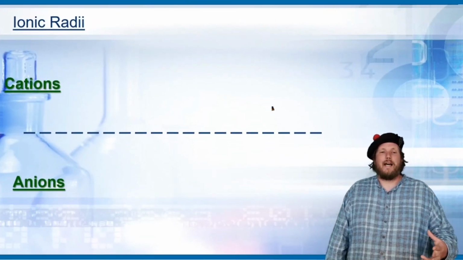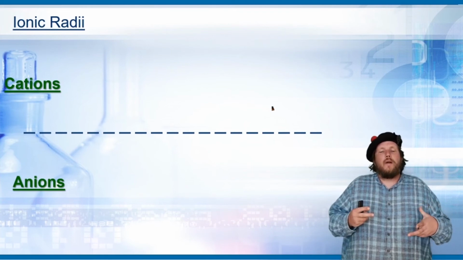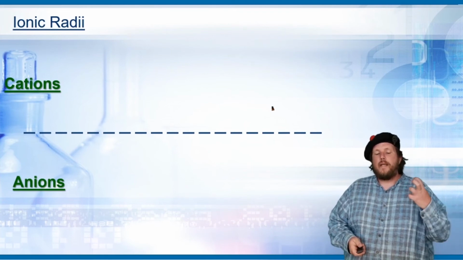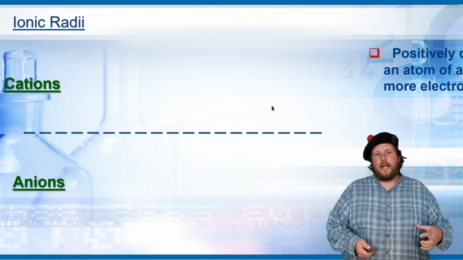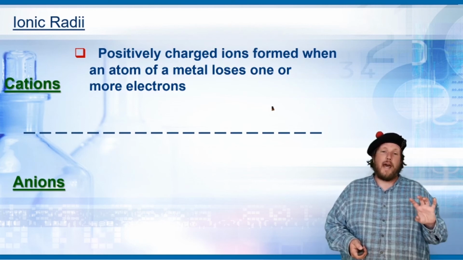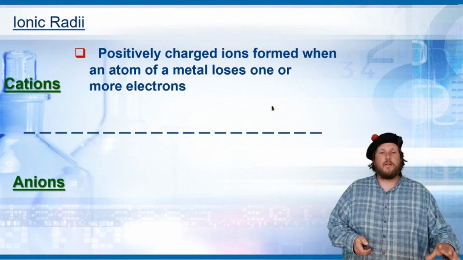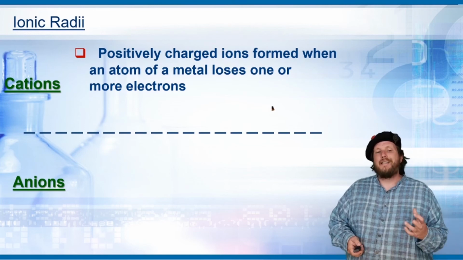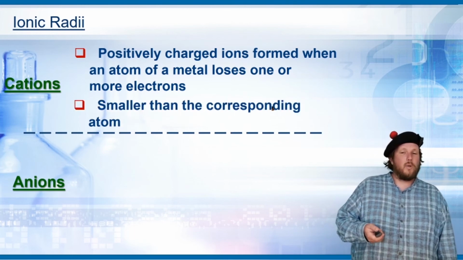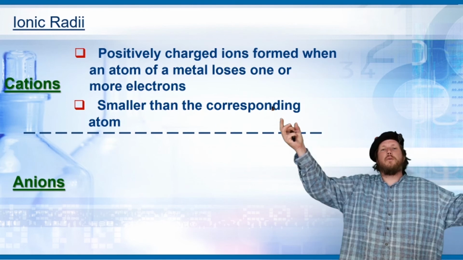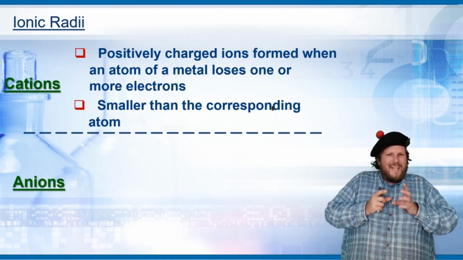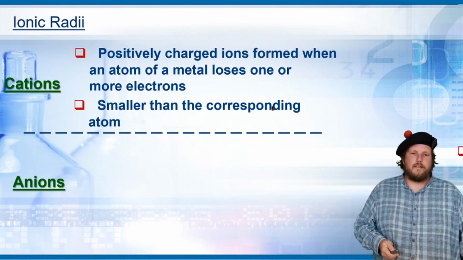Ionic radii. So this is ions. When atoms lose or gain electrons, we can get cations or anions. Cations are positively charged ions that are formed when an atom of a metal loses one or more electrons. So a cation is positive. They're smaller than the corresponding atoms. When you let go of those electrons, you end up dropping down to a lower subshell, and so you end up with a smaller radius.